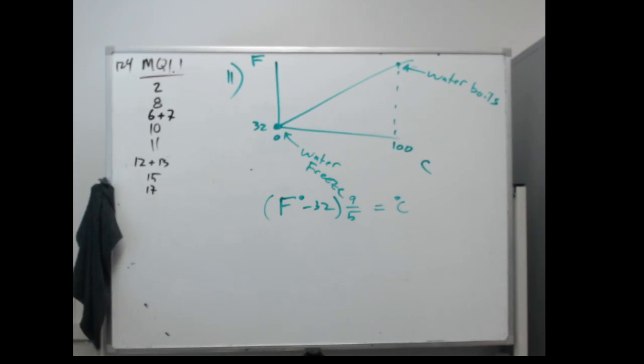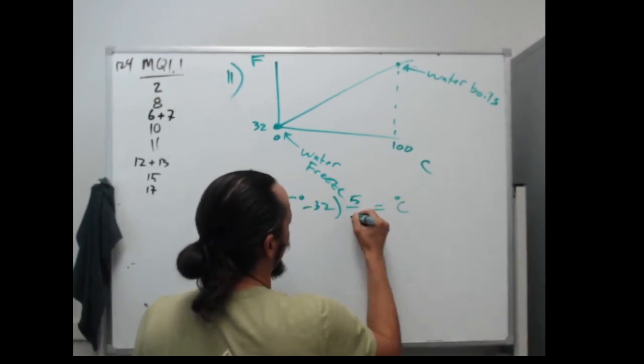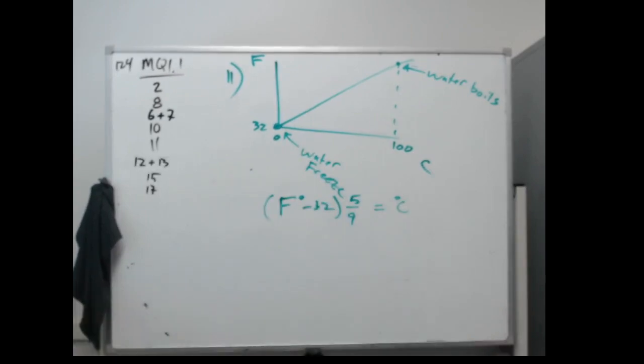Great. So now we want to find the point where Fahrenheit and Celsius are the same. Oh wait, is it 5 over 9 or not? 5 over 9, checking notes. Yeah, 5 over 9, thank you. So we want to find the point where Fahrenheit and Celsius are the same value.